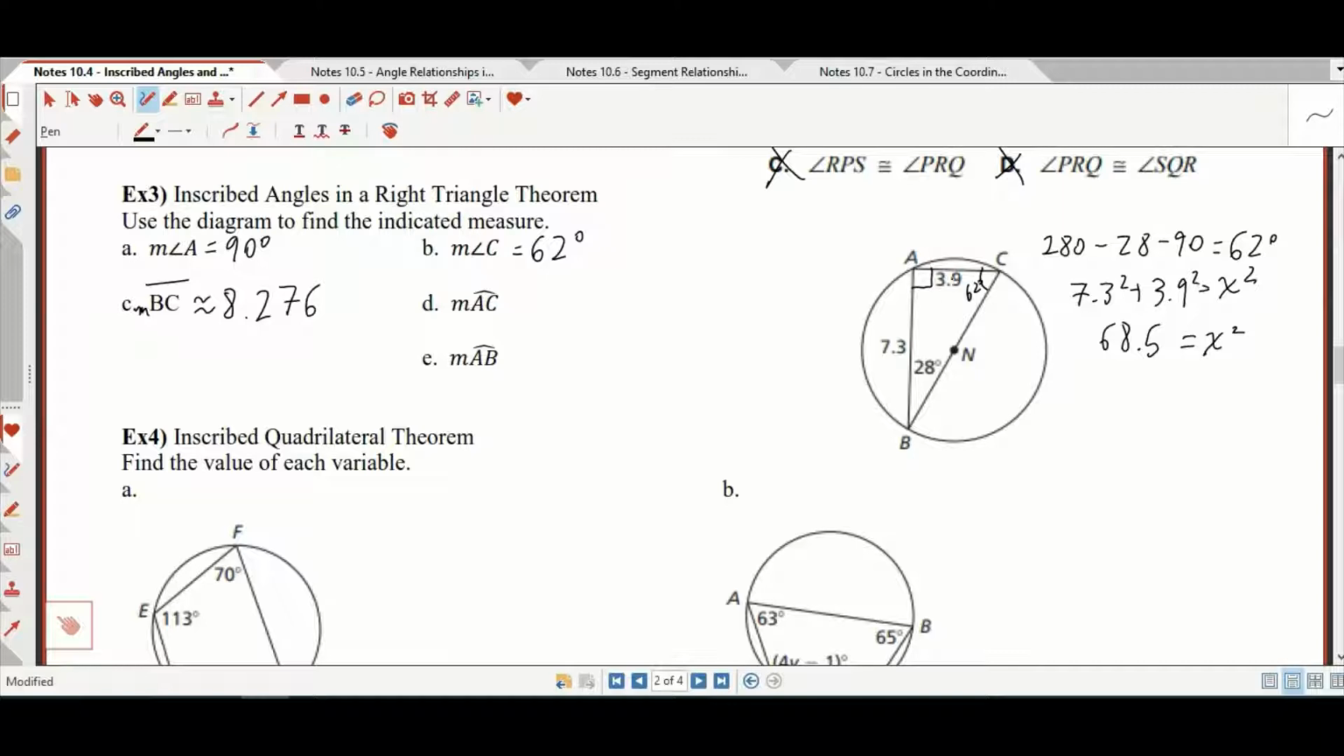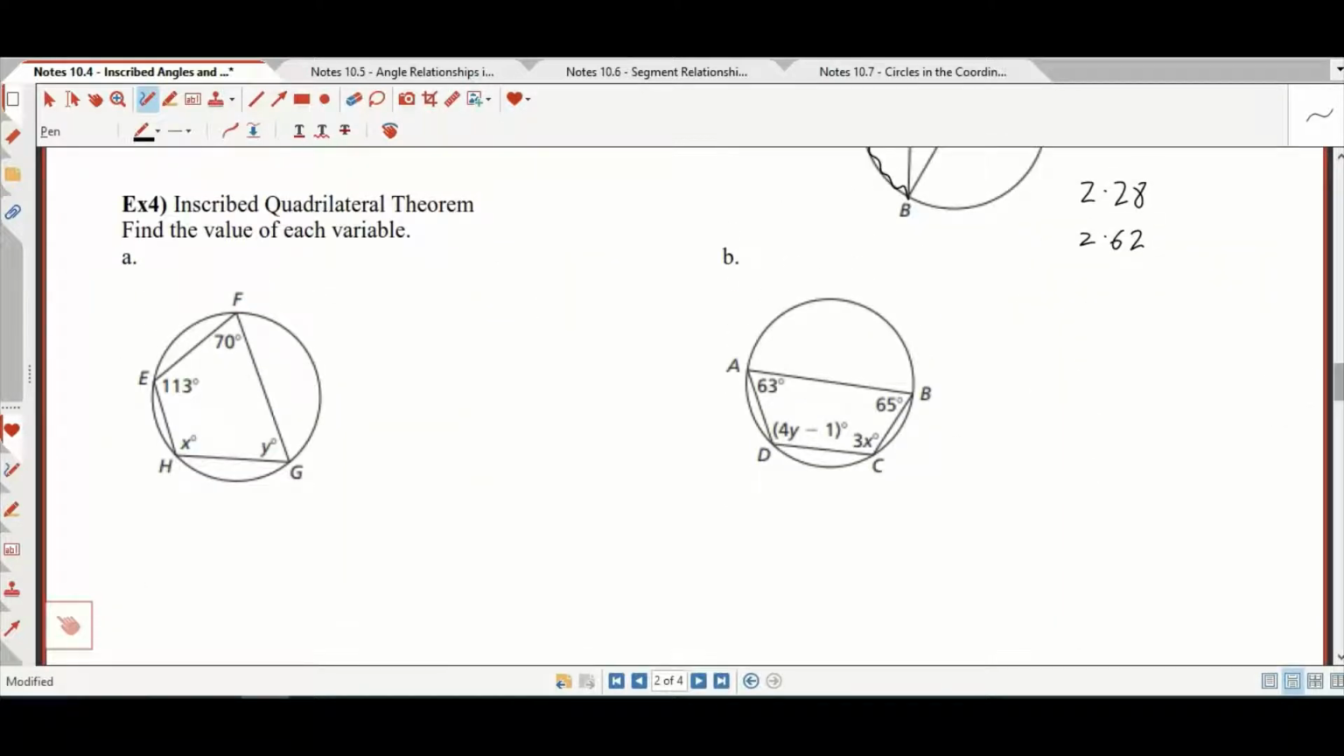How about the arc AC? Well, the arc AC is being cut out by the 28-degree angle, and so that's equal to 2 times 28, which is 56 degrees. And the arc AB, again, is being cut out by a 62-degree angle, and so we do 2 times 62. That's 124 degrees. Easy peasy, lemon squeezy.